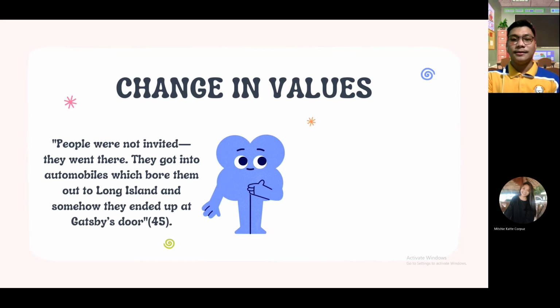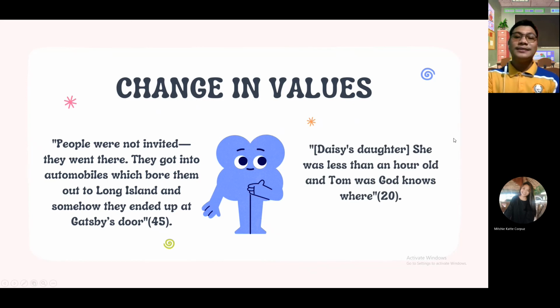So next slide. "Daisy's daughter, she was less than an hour old, and Tom was God knows where." This is when Tom was having an affair with another woman. Fitzgerald included many affairs in this novel, so it was a common problem during the 1920s.